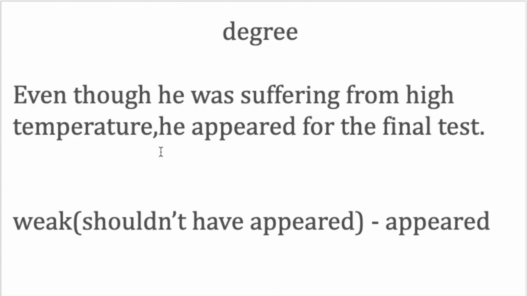All right, quickly let's understand what we mean by using even though in a sentence. Again, it is part of a dependent clause. Even though he was suffering from high temperature, he appeared for the final test. Remember, same thing: he was suffering from high temperature. He should have taken rest. He shouldn't have appeared for the test, but he appeared. So the weakness is being contrasted with the word appeared.